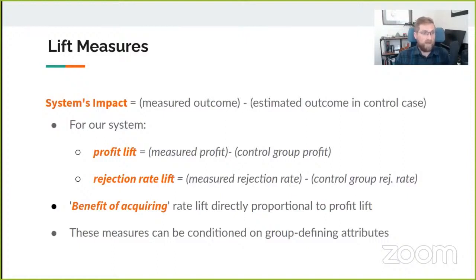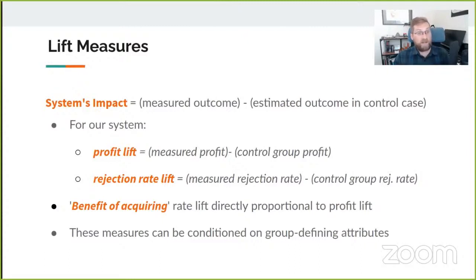And we're basing these on this lift idea, which gives us the causal contribution of the harm and benefit that is created by the system. So roughly speaking, we're going to look at the profit lift, which is one of the objectives of the system. So this is simply the measured profit minus the profit we would expect if we didn't intervene at all. And then we're also going to look at the rejection rate lift. So this is the measured rejection rate minus that which we would estimate if we didn't intervene at all. We also identified the benefit of acquiring, but note that that's directly proportional to the profit lift, so we don't need to analyze it separately.